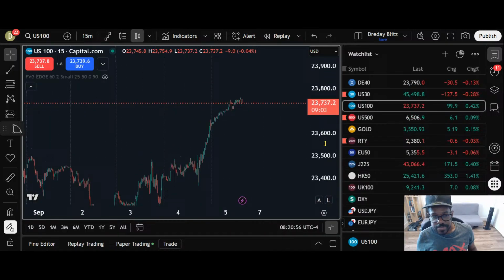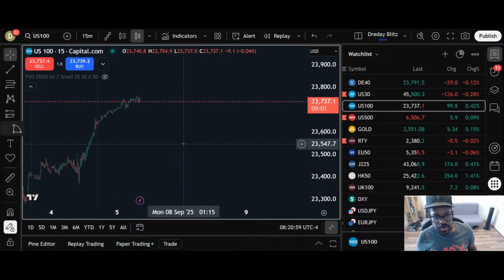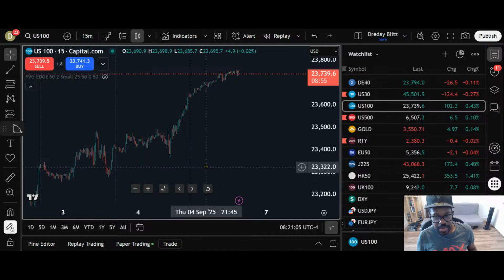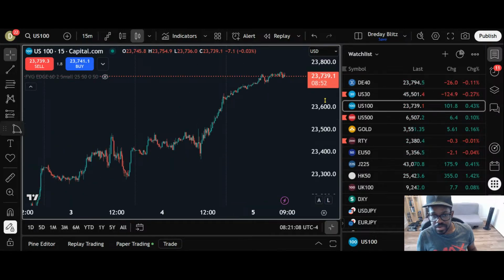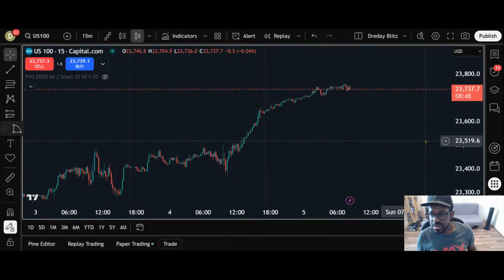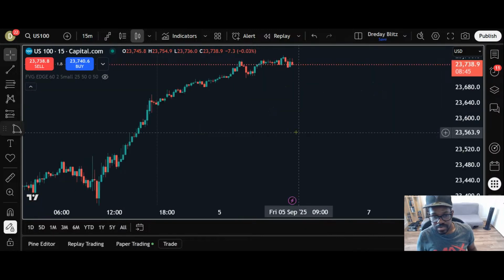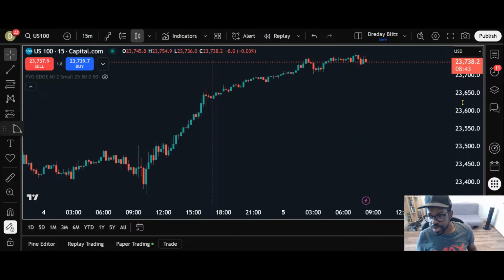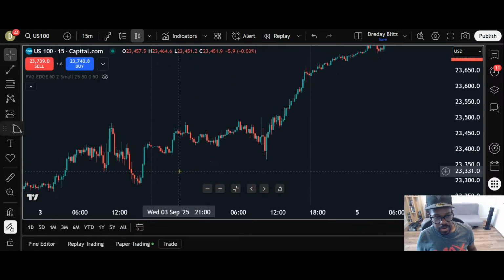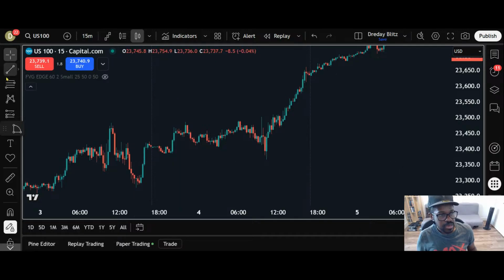Yesterday, if you were on the live, we had a small retracement after that fair value gap. We're looking at Nasdaq right now. I'm going to make it a little bit bigger for you guys. We're only going to be looking at the price action here. Previously we had a bullish fair value gap here, and I'm just going to open the fair value gap indicator.